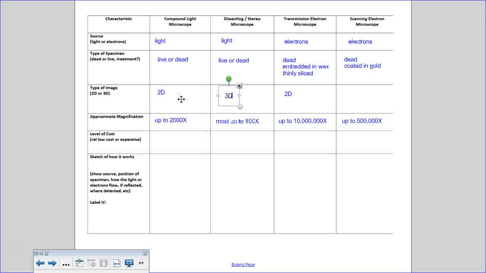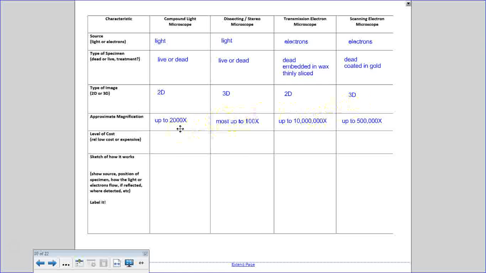So since you can see the top and bottom, kind of positionally where these different things are, the dissecting and scanning electron microscopes give us 3D images. Okay, 3D images, so you can see all depths of it. Okay, a scanning electron microscope gives you much more magnification and resolution. You can see more detail.